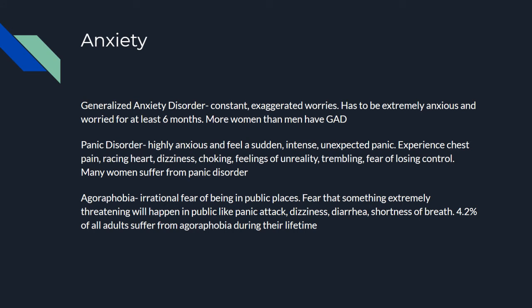So here are some anxiety disorders. The first one is GAD, or Generalized Anxiety Disorder. These people experience nearly constant, exaggerated worries. A person with this has to be extremely anxious and worried for at least 6 months. Sufferers may complain of sweating, a racing heart, clammy hands, dizziness, upset stomach, rapid breathing, irritability, and even poor concentration. More women tend to have GAD than men do.